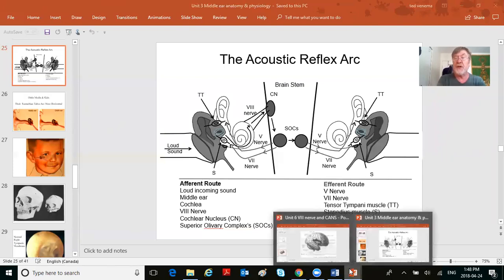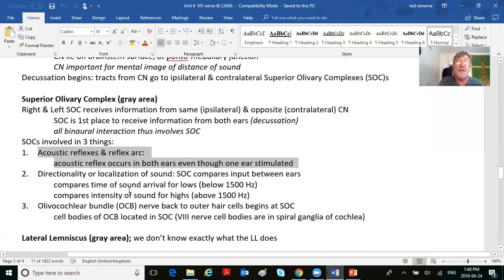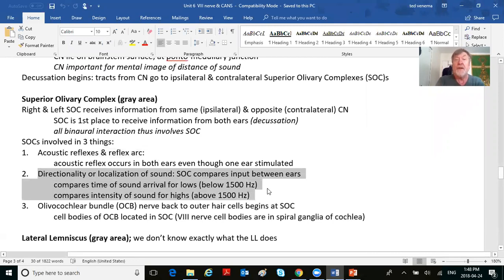Back to our SOC notes. So they're involved in the acoustic reflexes and acoustic reflex arc. The acoustic reflex occurs in both ears even though one ear is loudly stimulated. Why? Due to decussation or crossover. Number 2, directionality of sound that we've covered in 110 psychoacoustics. Localization of sound involves the SOCs. Those are the ones comparing the time of arrival, as we're hinting here, versus the intensity.